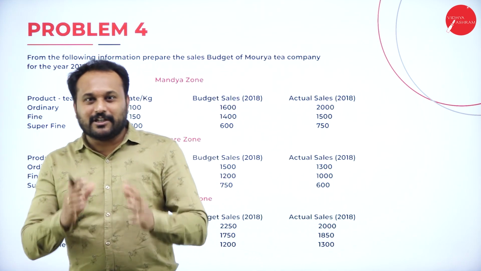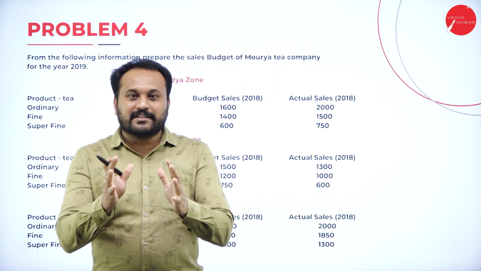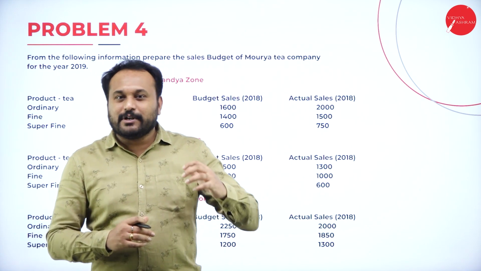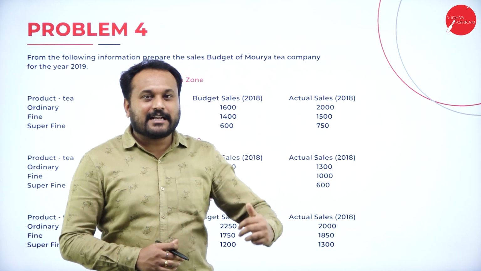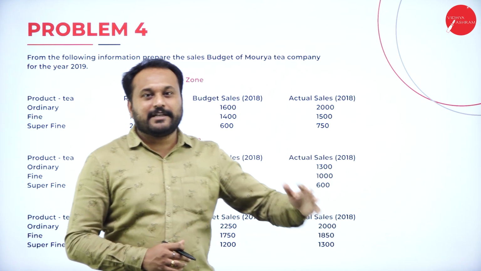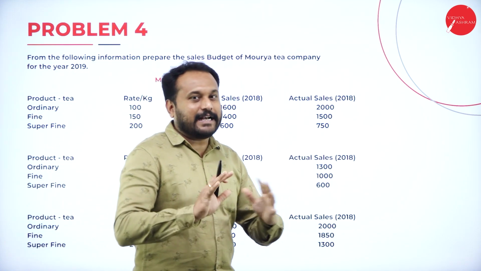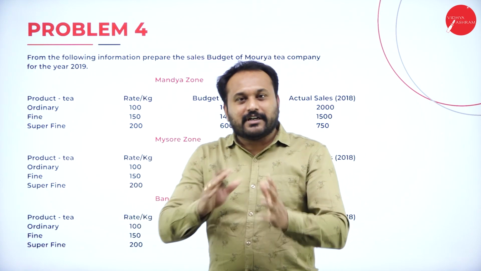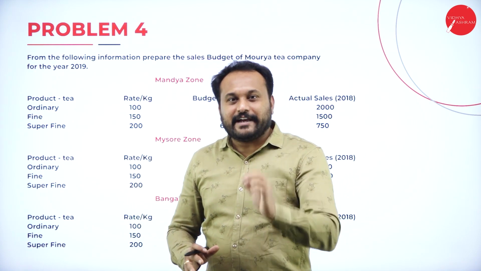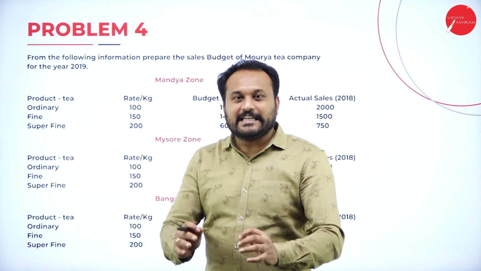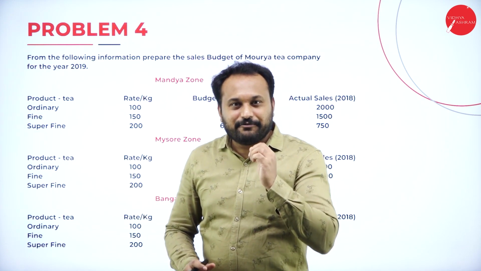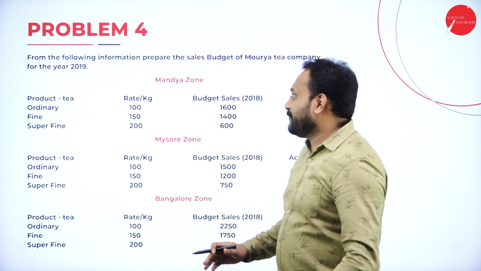I told you how to solve the problem. First, we will consider what is the current year. Then we'll go with the budgeted, actual, and the last one is the estimated for the next year. The pattern is the same. However they give it, let's find the solution, because for each and every problem there will be a solution. Let's go with the first one here.